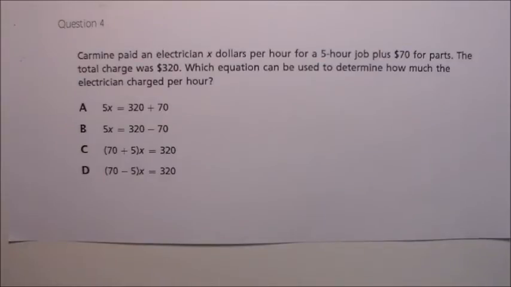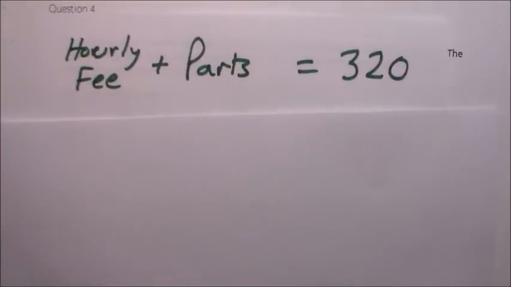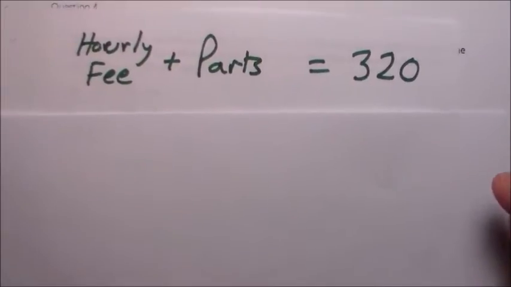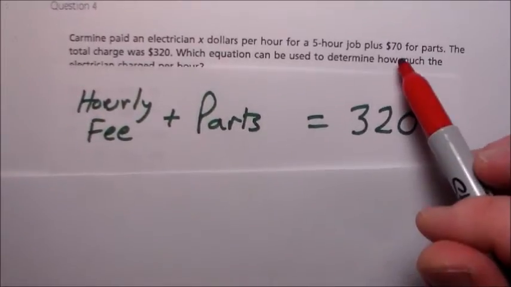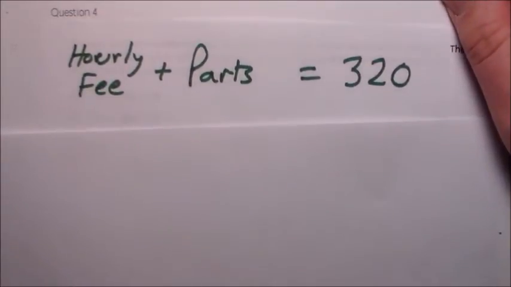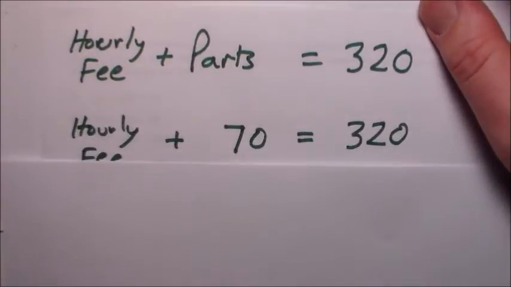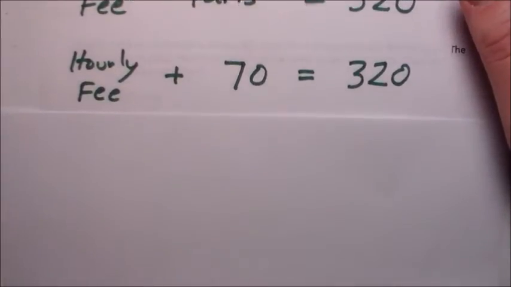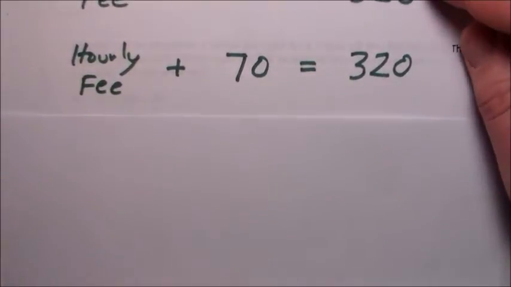On to question 4. Carmine paid an electrician X dollars per hour for a 5-hour job plus $70 for parts. The total charge was $320. Which equation can be used to determine how much the electrician charged per hour? So we have hourly fee plus parts equals $320. We're told it's a 5-hour job and parts are $70. Okay, so hourly fee plus $70 in parts gets us to $320.